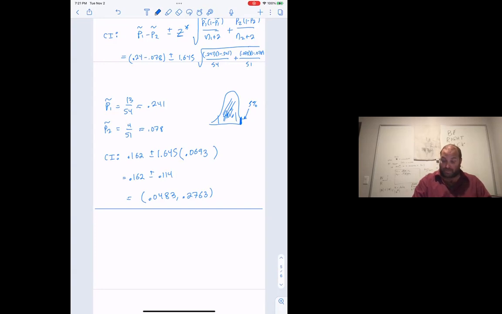Oh, so 54 will be N1, and then 51 will be N2. And what's my X1 and my X2? X1, 13. Good. X1 is 13. How about X2? 4. And X2 is 4. But 4 is still less than 10. Yes, that's okay, because this is a small sample. I don't need it to be greater than 10.